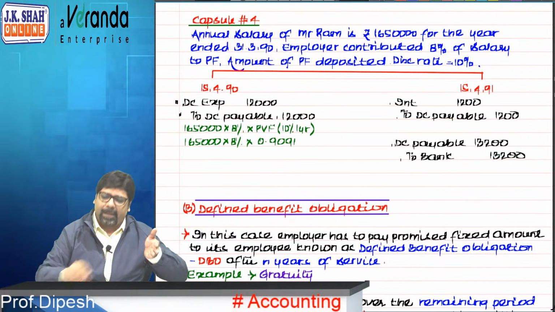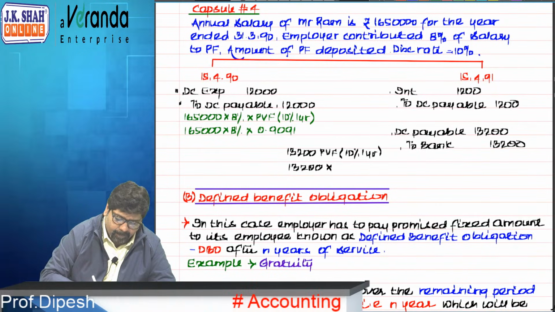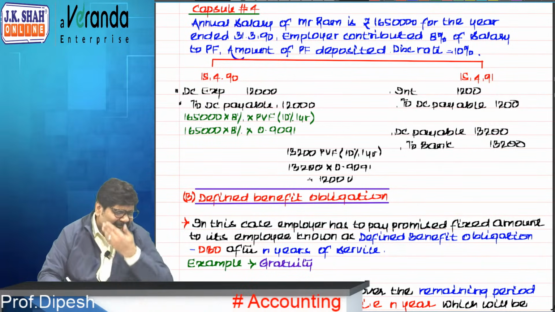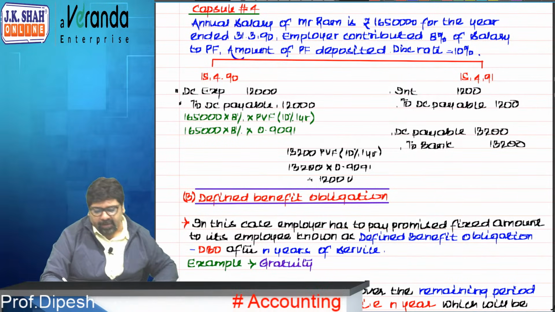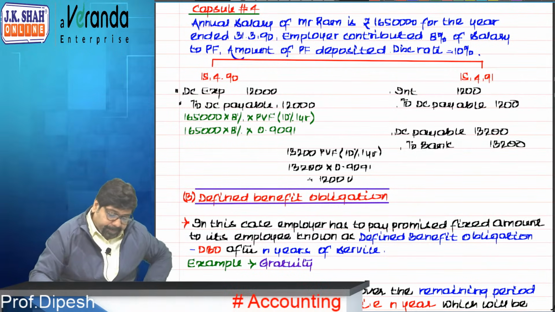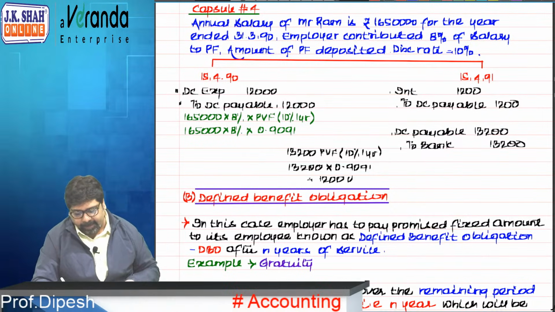Discounting rate is how much? 10%. So 13,200 into present value factor 10% 1 year. So that will become 13,200 into 0.091 is equal to 12,000. So I pass the entry expenses to payable 12,000. Am I clear? And then interest, 1 year's interest to payable to bank.